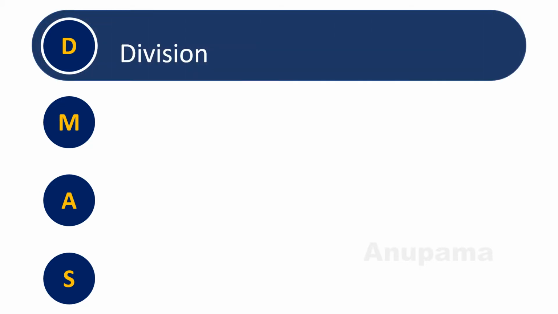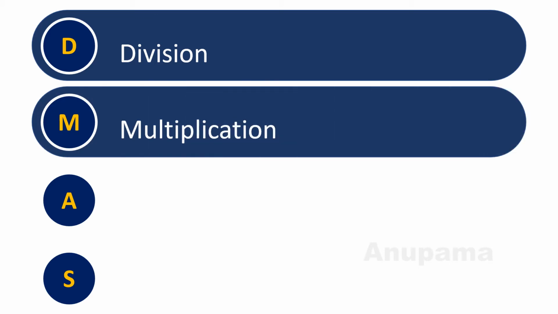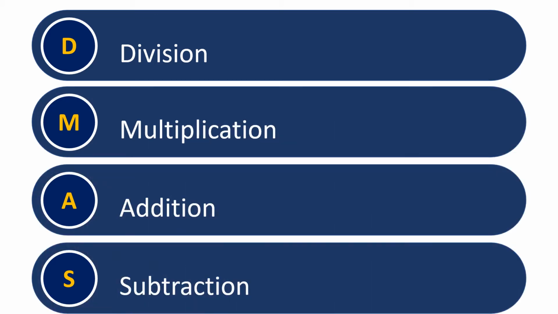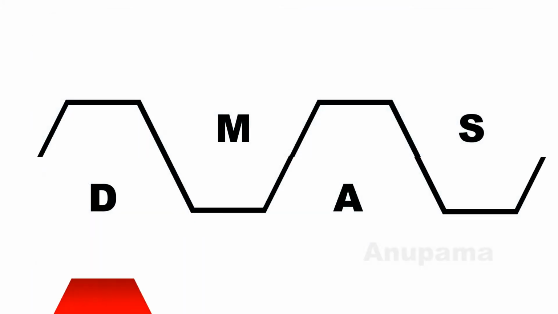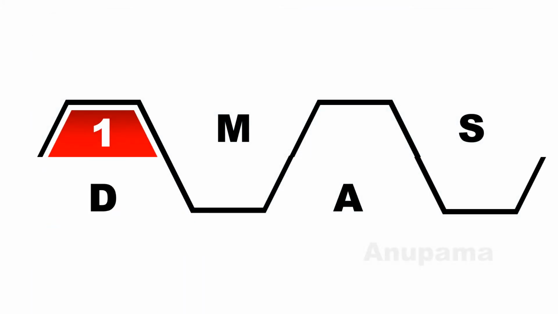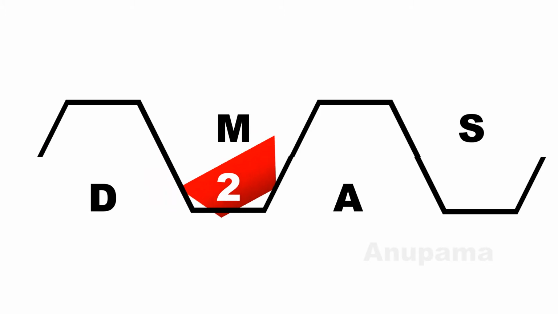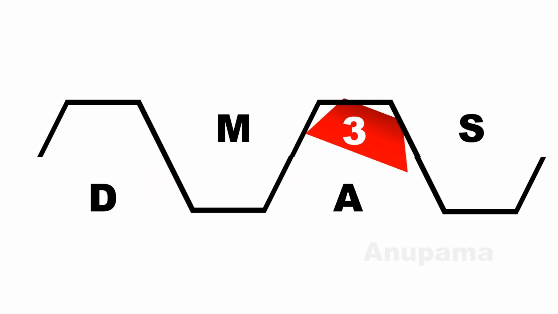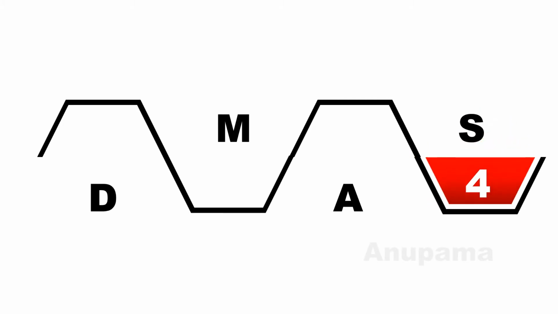Students, in a series of simplification, today's topic is simplification of integers. We have learnt the DMAS rule. D stands for division, M stands for multiplication, A stands for addition, S stands for subtraction. We need to perform division first, then multiplication, then addition, and at last we need to perform subtraction.